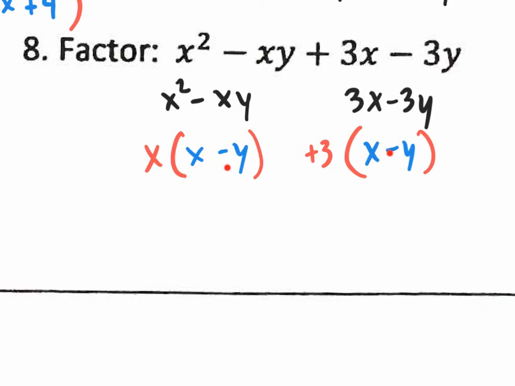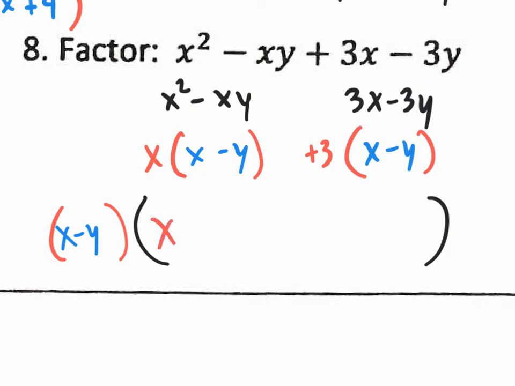We're going to take this x minus y and this x minus y and pull them out into the front. So we will have x minus y, put some exaggerated parentheses. What happens? This x comes down and the 3 comes down. So both of those come down and we're done. X plus 3. Final answer, x minus y, x plus 3.